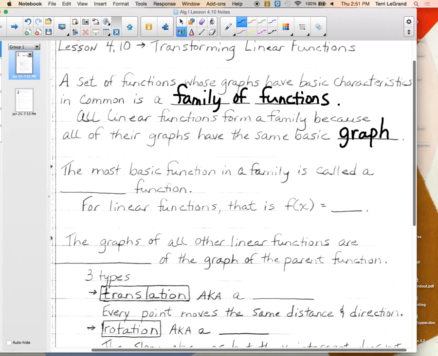Absolute value functions have what kind of a graph? Anybody remember? Back from another chapter? Of course, we don't retain our stuff. V's? Anybody remember what quadratic functions or squared functions have? U-shaped graph? Okay. Yeah. Okay.